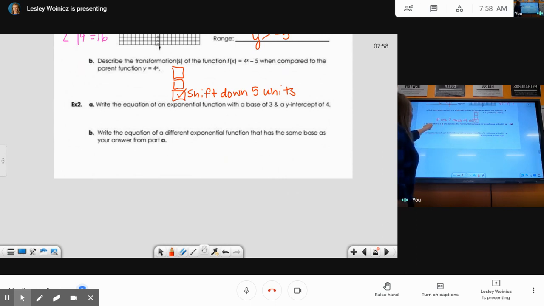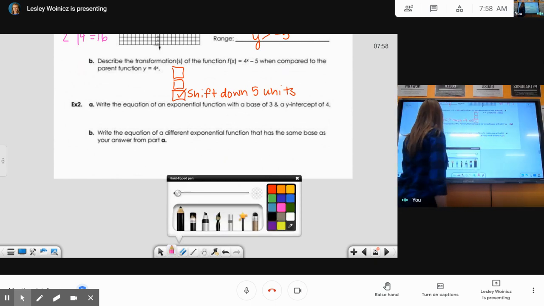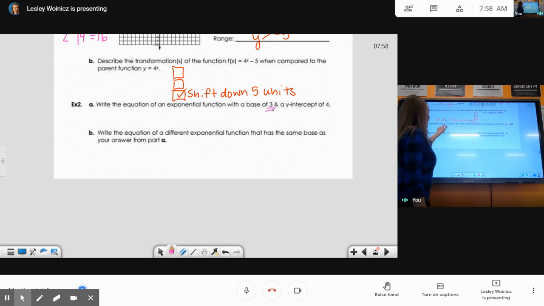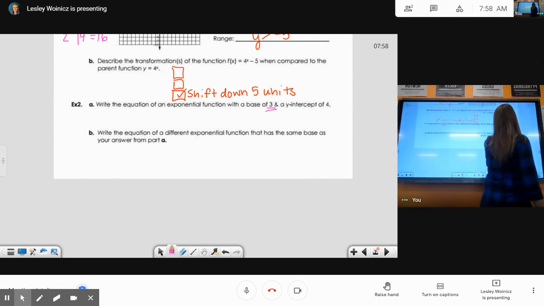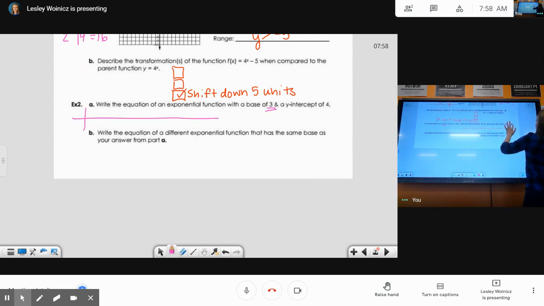Okay, so example 2 says, write the equation of an exponential function with a base of 3 and a y-intercept of 4. So let's start with a little table. Let's start with the parent with a base of 3. Here's my x's, here are my y's. So -2, -1, 0, 1, 2, okay?